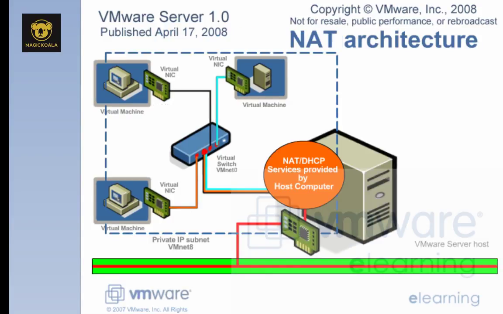When using NAT networking, the virtual machines do not appear on the physical network. Instead, the VMware Server creates a private network for the virtual machines, providing them DHCP and NAT services. The virtual machines can only get access to the network by going through the NAT service provided by the VMware Server.